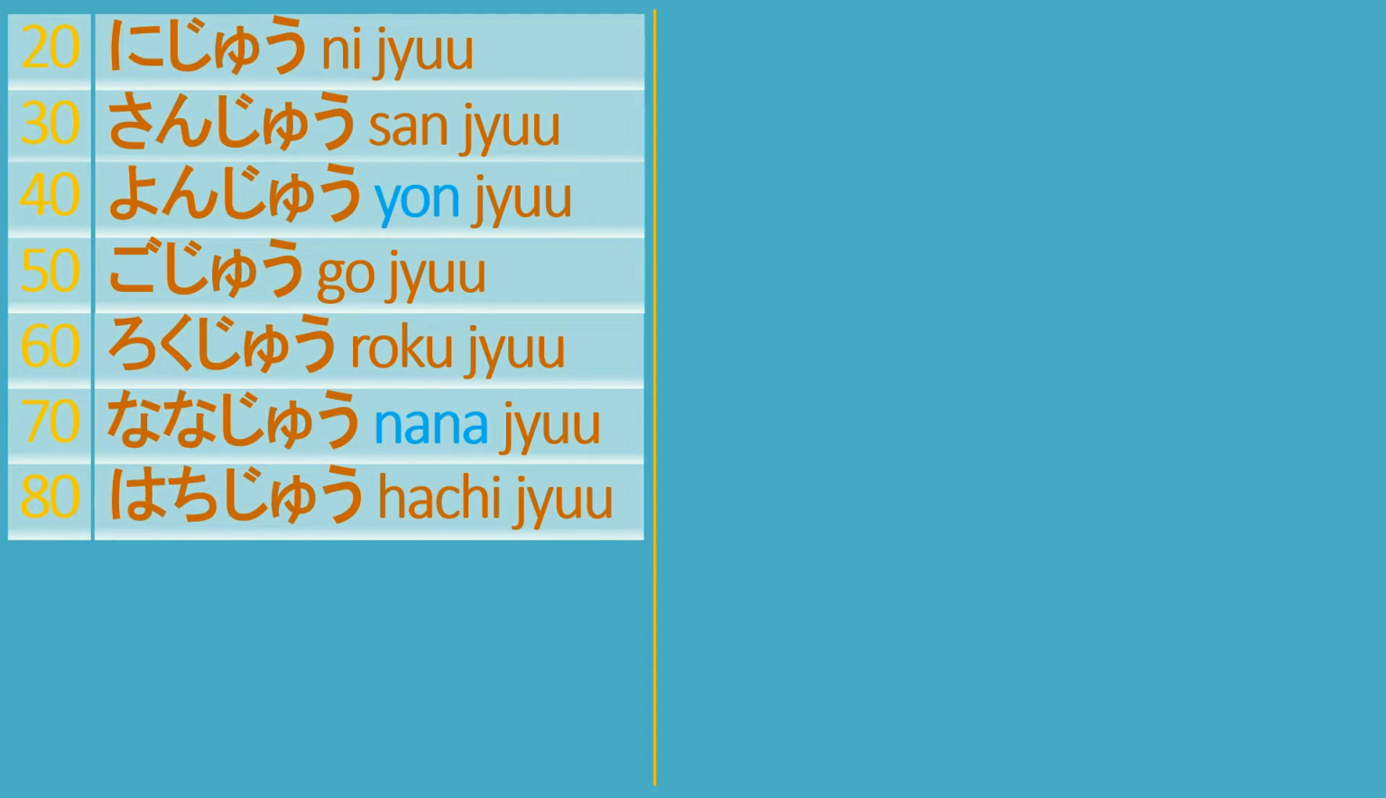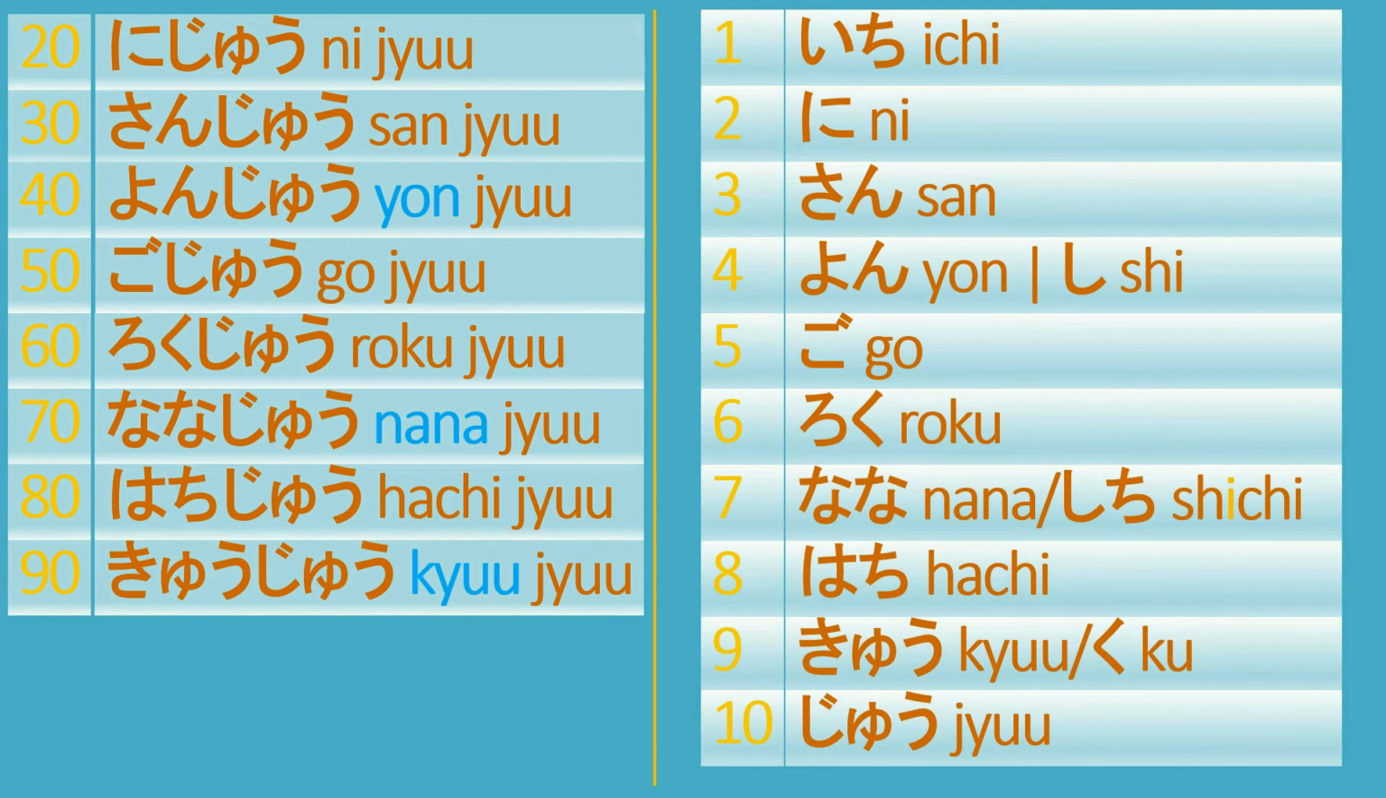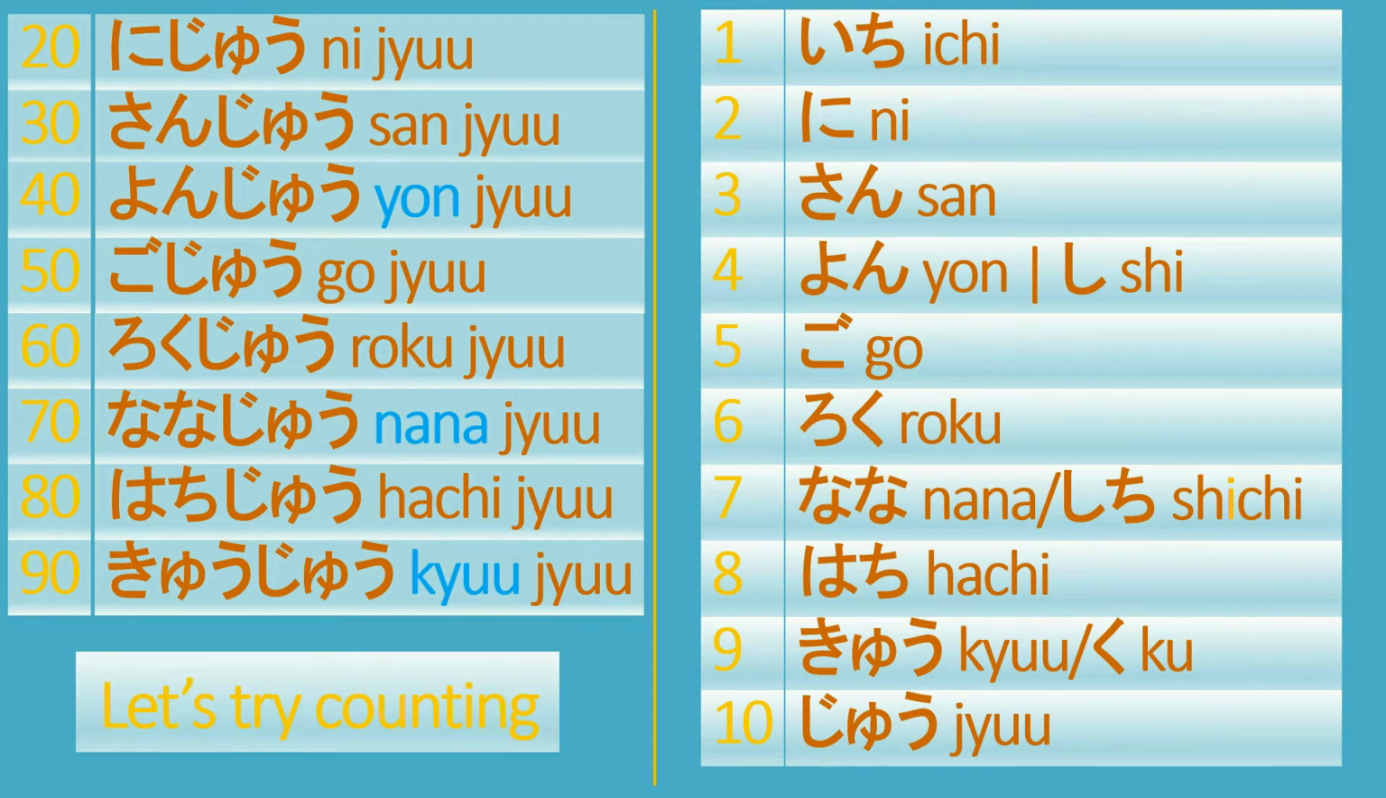So, kung mapapansin nyo, imbes na sinasabi ko siya ng ju, pwede nyo rin sabihin as prolong, ju. Hachiju. Okay? So, mapapansin nyo, humahaba lang siya. 90 is kyuju. Okay? So, kung mapapansin nyo, dinagdagan na natin ng ju sa dulo. Okay? So, let's try counting.